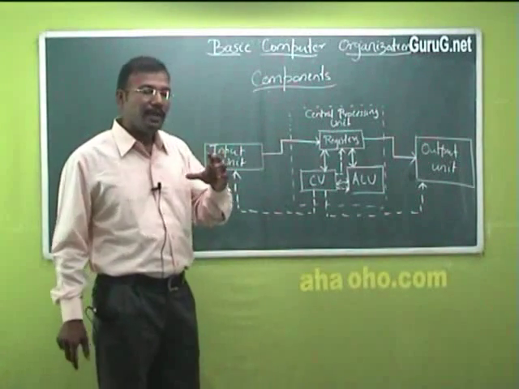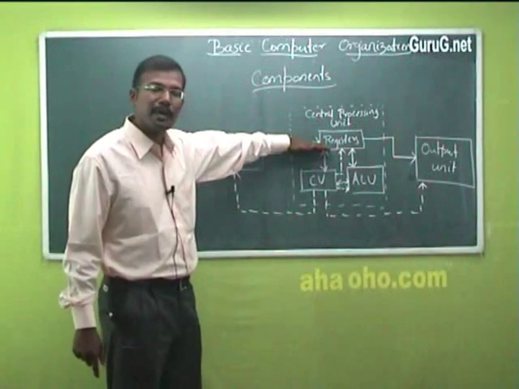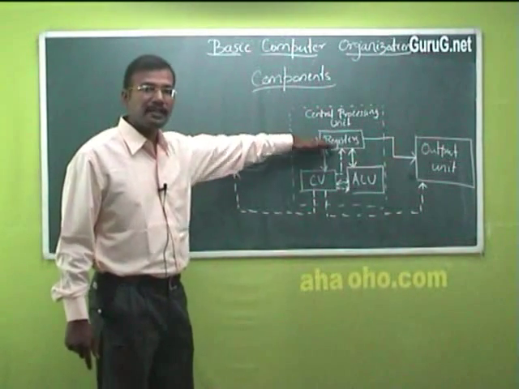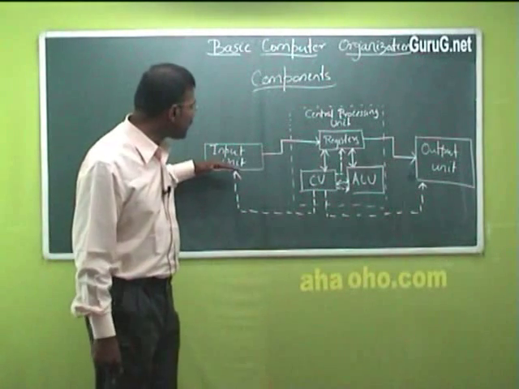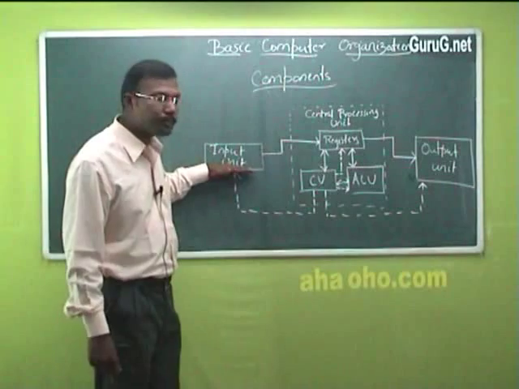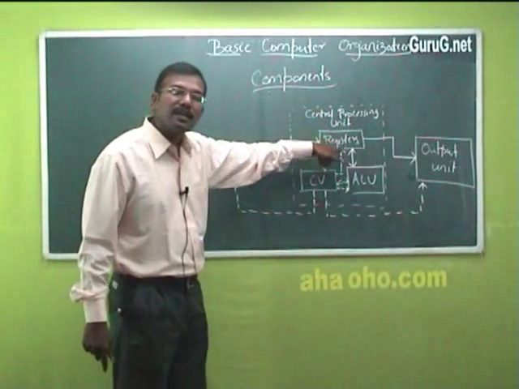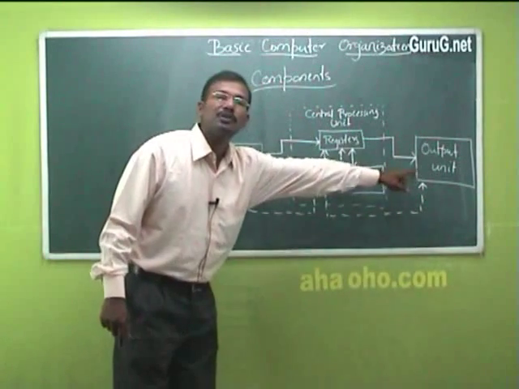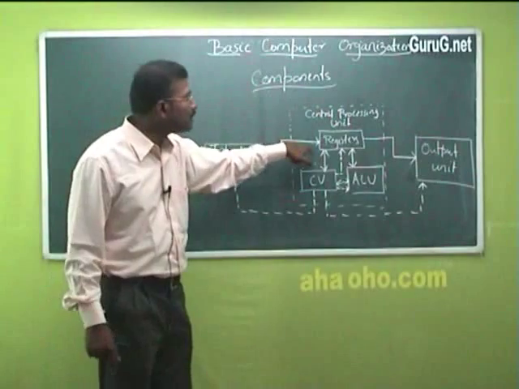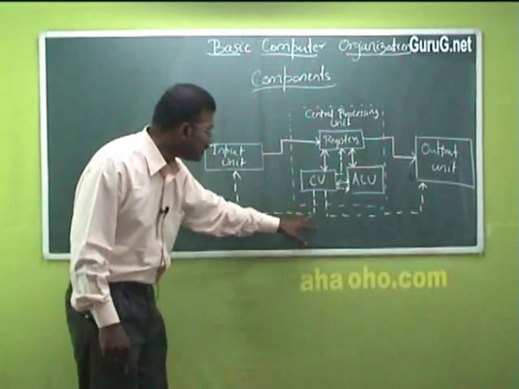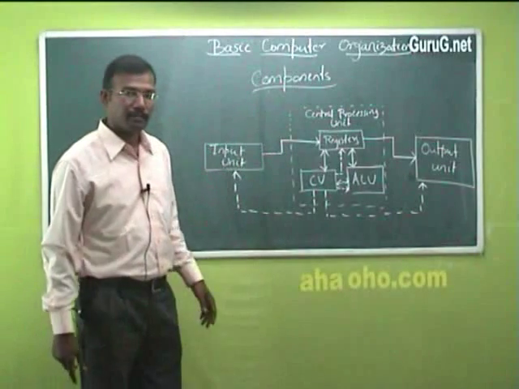Apart from that, we will have a separate set called registers. It is a high speed memory which will be used by the processor. The information that is sent through the input unit will be received by the register, and from the register you will be able to give the result to the output unit. You can see the solid lines give you the data flow, and the dotted lines give you the instruction flow in this particular diagram.